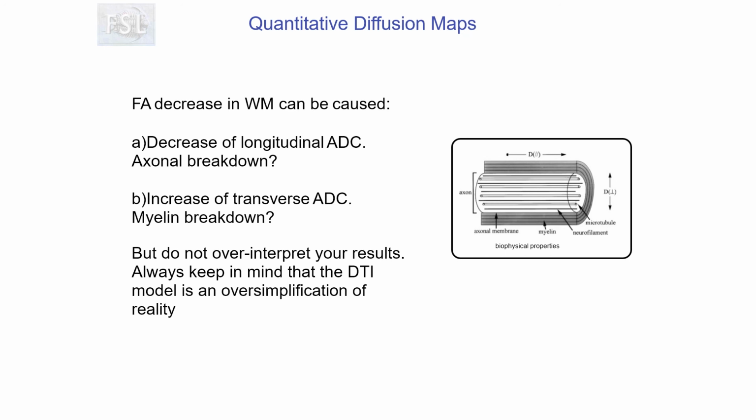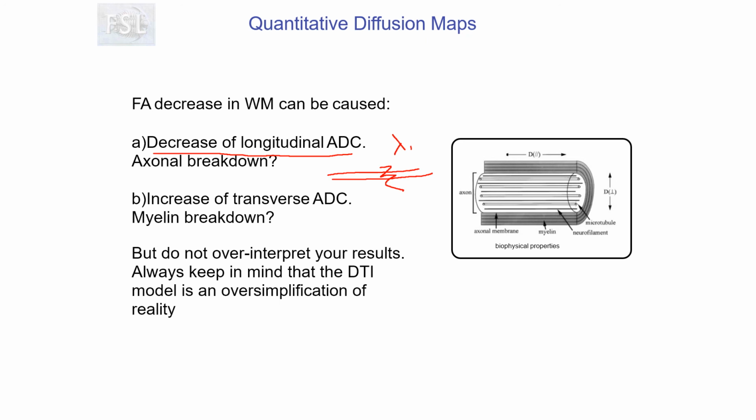What's the cause of it? If we have a FA decrease in white matter, it can be caused by a decrease in our lambda 1, and that might indicate a break in the axon. Again, lambda 1 tends to be in line with the axon, so if lambda 1 decreases, maybe there is some break there in some of the axons.